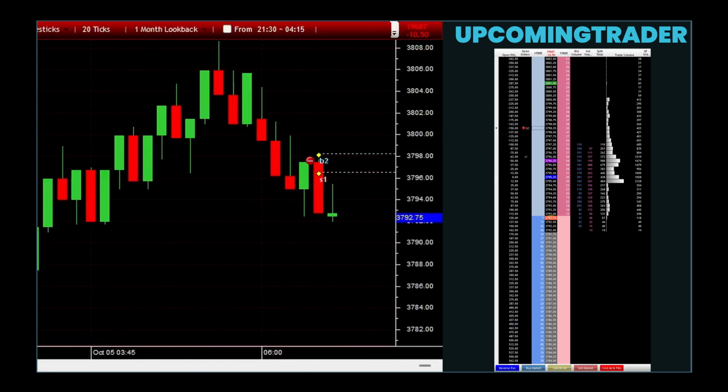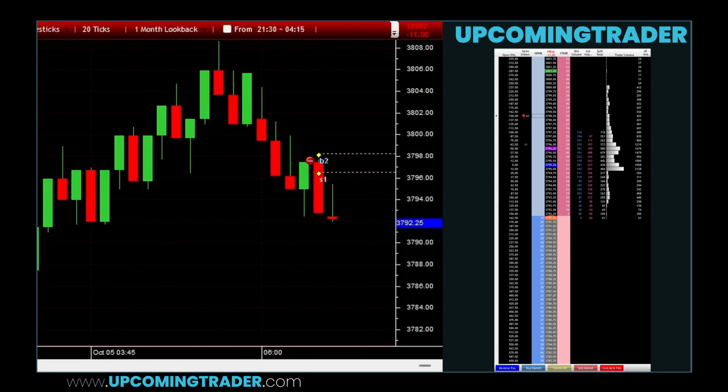The color of the hammer may be green or red. A green or white hammer indicates that the closing price was higher than the opening price, which might be seen as a more bullish sign than a red or black hammer, where the close is lower than the open. Nonetheless, both colors are considered to have bullish implications within the right context.